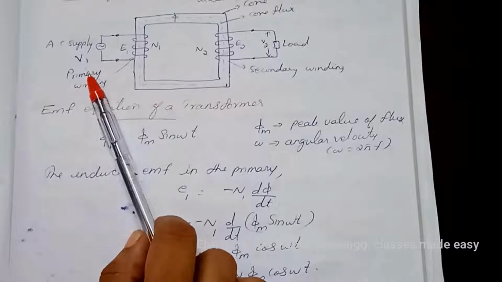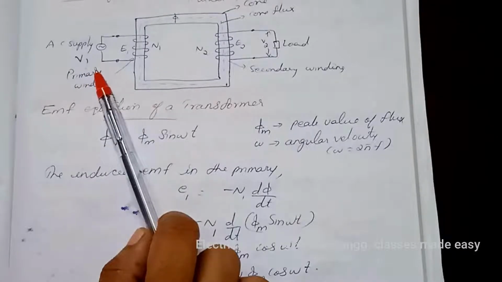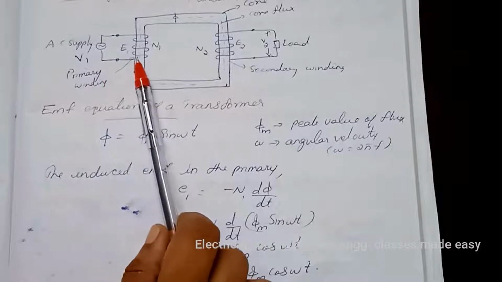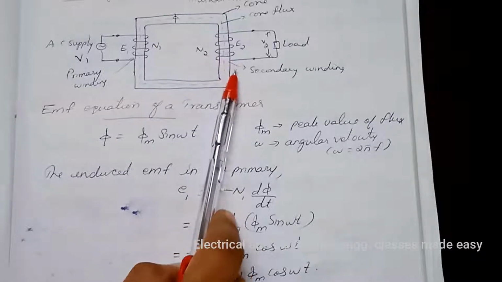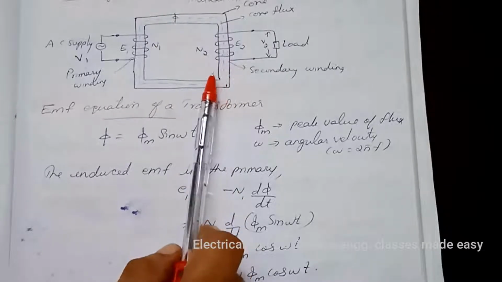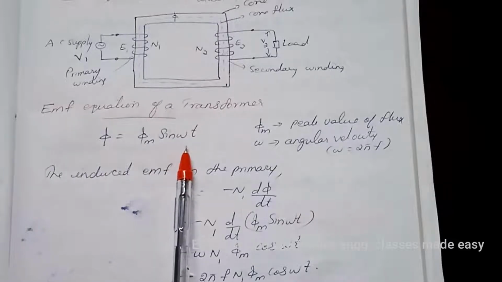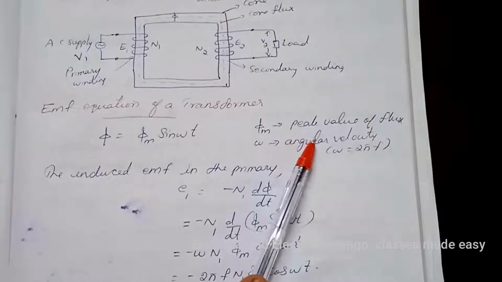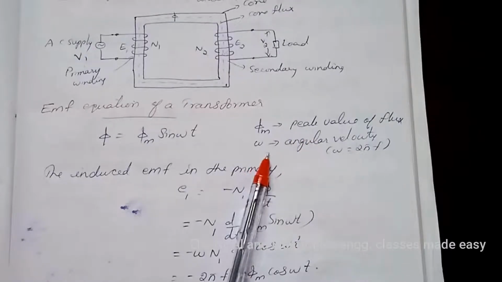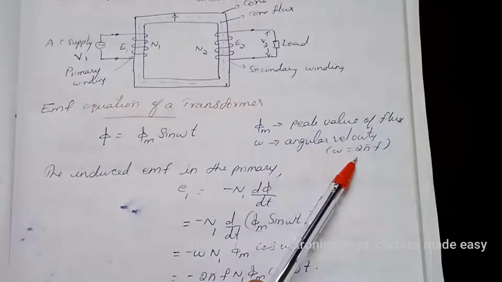Consider an alternating voltage V1 at frequency f applied to the primary winding. An alternating flux phi is set up in the core and is given by phi equal to phi m sin omega t, where phi m is the peak value of flux and omega is the angular velocity, that is, omega equal to 2 pi f.